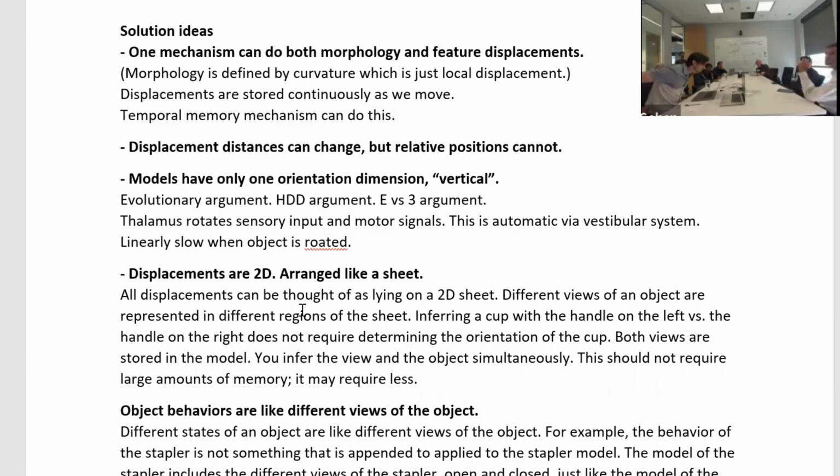And then if I move my finger around a morphological object, I'm continuously storing displacements, which is continuously storing the curvature at that point. And I think that can all work with reasonable amounts of memory. I haven't worked through the details of it yet, but I think that can work. And then you could vote and all those things would work.